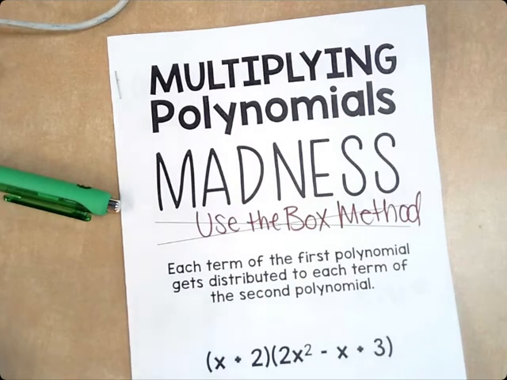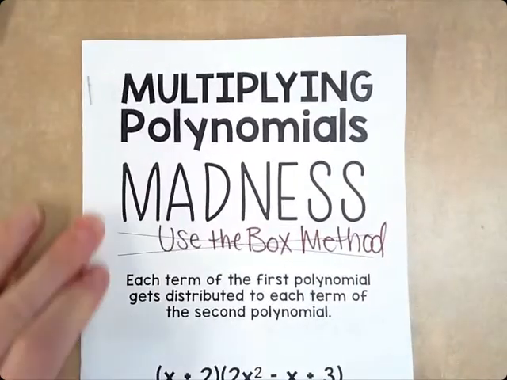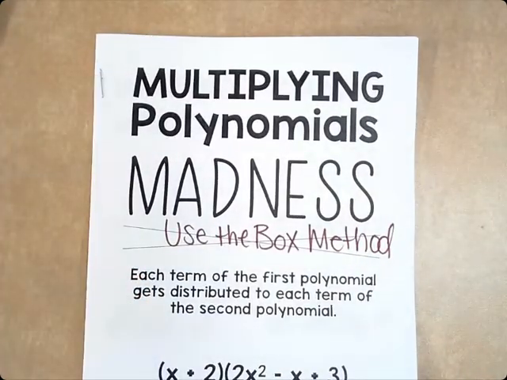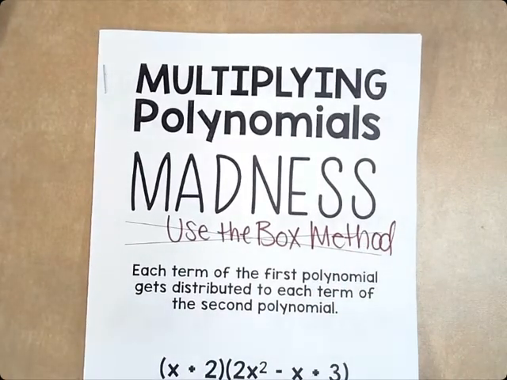We are going to be multiplying polynomials, so here is the first page of our notes. We are going to focus on using the box method. It helps you keep your multiplication and your products all organized so you can combine like terms easier.